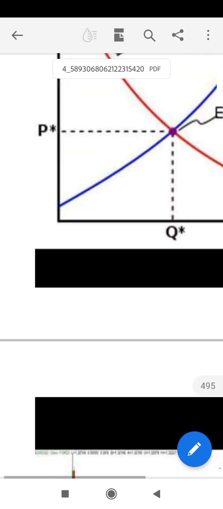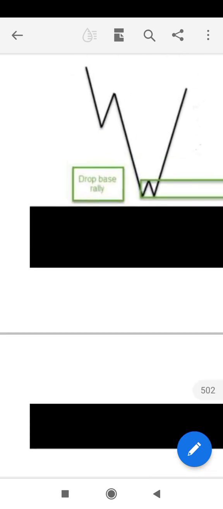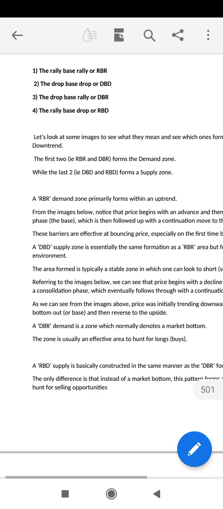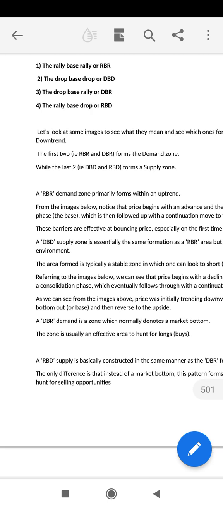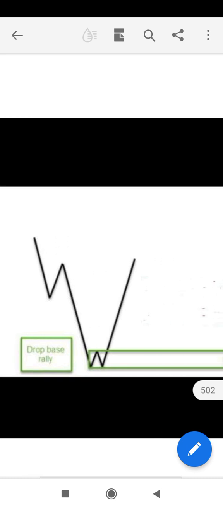Okay, so from this demand and supply zone, there are 4 points. You have the rally-base-rally, the drop-base-rally, the drop-base-drop and the rally-base-drop. So for the demand zone, the rally-base-rally and the drop-base-rally occur in a demand zone.